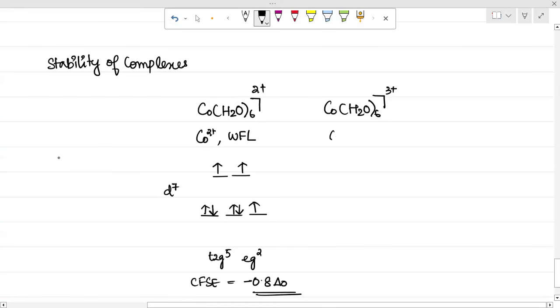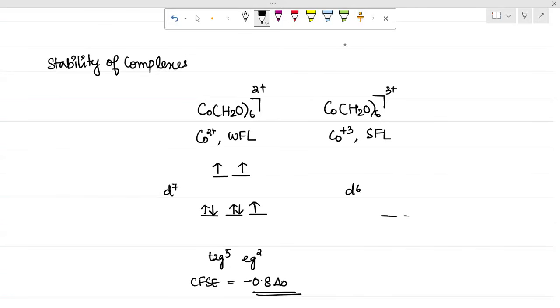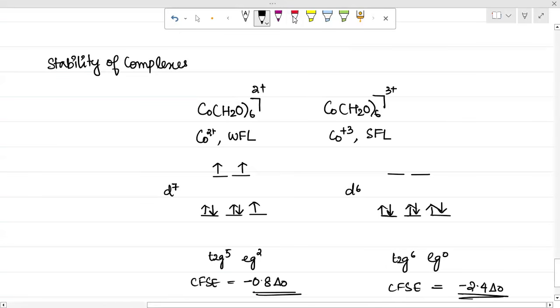Cobalt +3. I've always told you, be careful when you have cobalt +3. Water along with cobalt +3 is a strong field ligand. You have d6 and the configuration is 1, 2, 3. Because it acts like a strong field ligand, the electron cannot jump to eg. It will get paired over here. So t2g6, eg0, CFSE is going to be minus 2.4 delta O. CFSE is higher, means stability is higher.